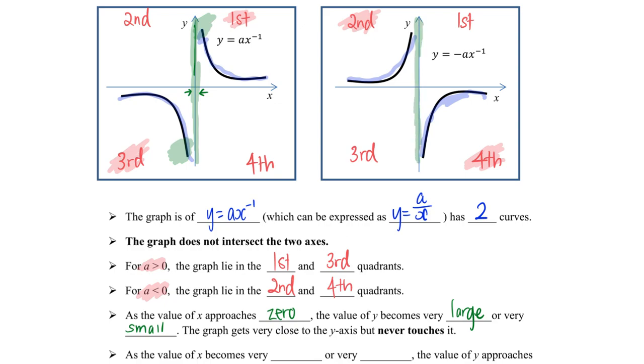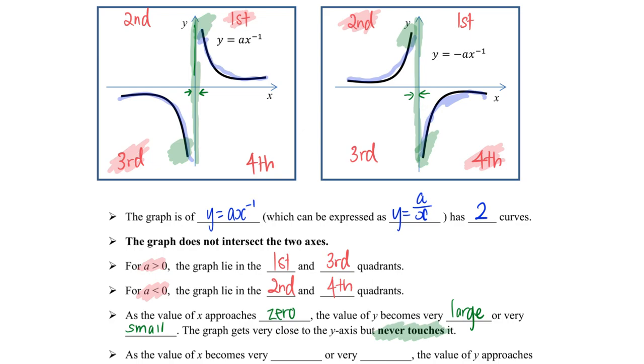Then when X is going towards 0, meaning here and here, you do see that it either goes very, very large here in the second quadrant for the case where A is negative, or here the value of y becomes very, very small. But here's the catch. It never touches the y-axis.